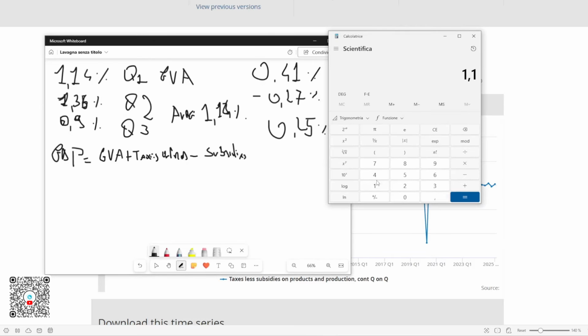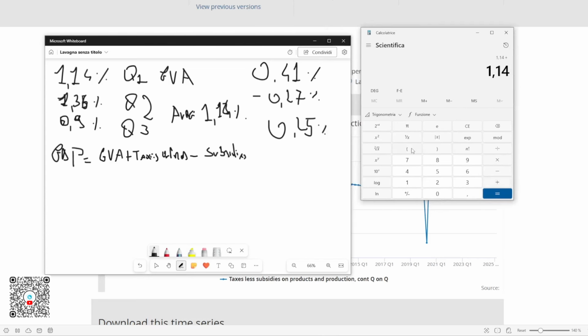So what do we do now? We take our GDP 1.14. We do 0.41 minus 0.27 plus 0.25, that's 0.39, and the average is 0.13, right? So we do 0.13 plus 1.14, and we are at 1.27% GDP growth as an average for the first three quarters of 2025.